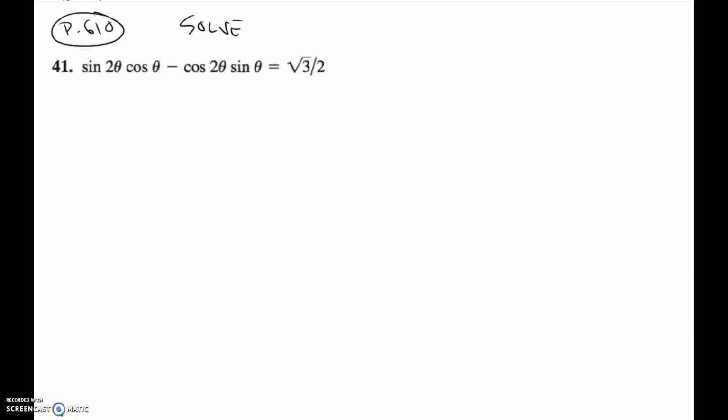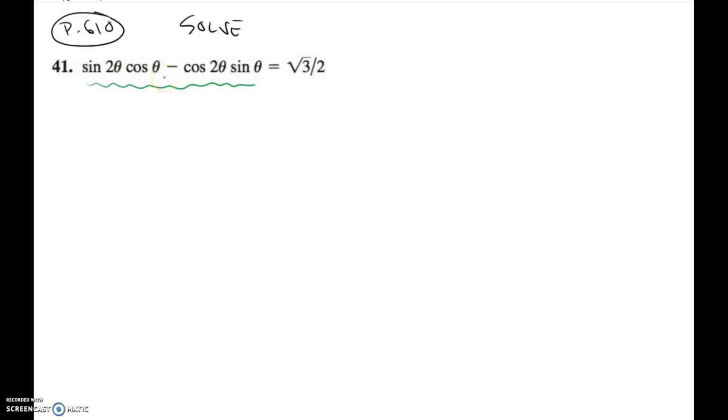We're at 41 on page 610, asks us to solve this equation. I'm not a big fan of these, by the way, just to let you know. I probably would never put something like this on the test, maybe. Well, you never know. But it's kind of a recognition problem. You know, I have sine, cosine, cosine, sine, negative sine.